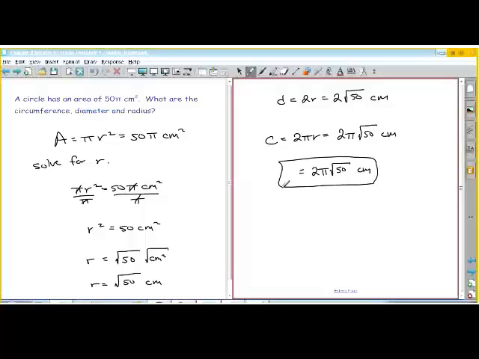So that's the circumference. The key thing is if you're given area, you've got to calculate radius. Once you have radius, you can calculate the other things. If you're given the circumference, you have to calculate radius, and then you can calculate the other things. So if you're given radius or diameter, you can calculate everything from that, but when you have either area or circumference given, you have to calculate the radius first and then go back and get the other stuff.